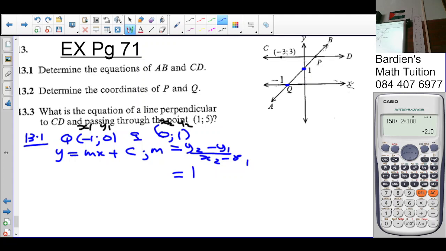I have 1 minus 0 over 0 minus minus 1. So that gives you 1. Can you see it's an increasing graph? Yes. So the gradient is positive. So the equation now is y is equal to 1x plus c. But what's your c value? c is your y-intercept, not so? And what's your y-intercept? 1. So y is equal to x plus 1.